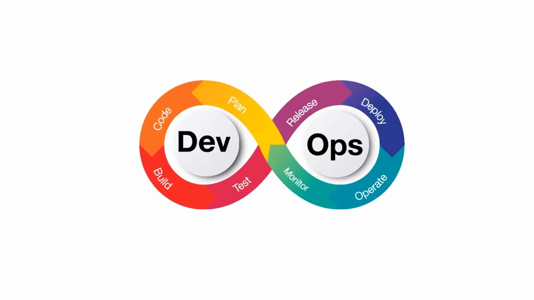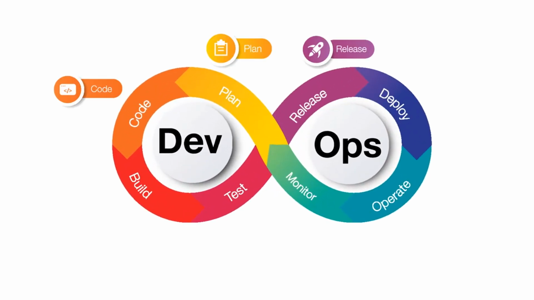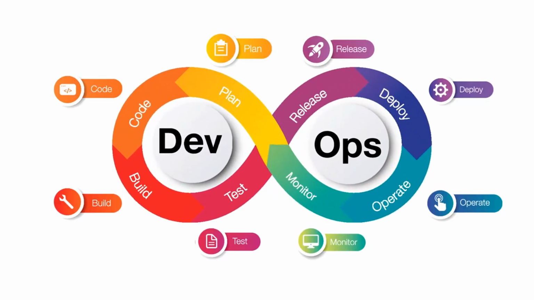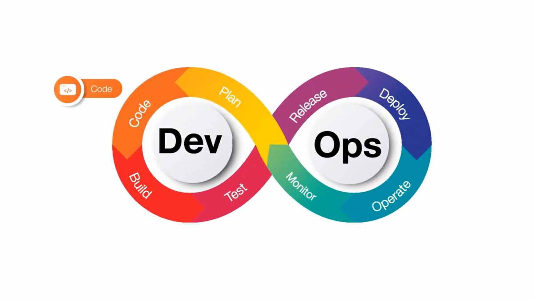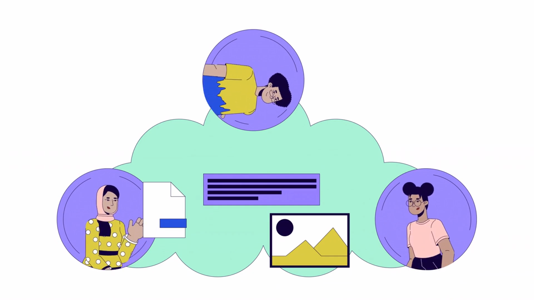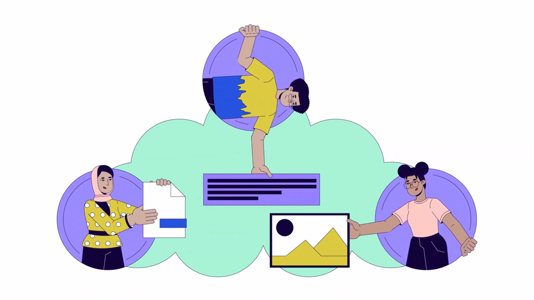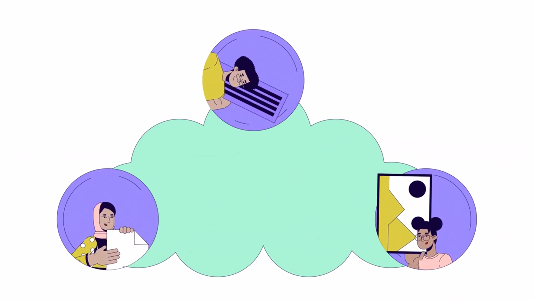Conclusion: this comprehensive guide to DevOps has provided you with an in-depth understanding of its key concepts, principles, practices, and tools. By embracing DevOps, organizations can achieve faster and more reliable software delivery, improve collaboration, and continuously enhance their processes.